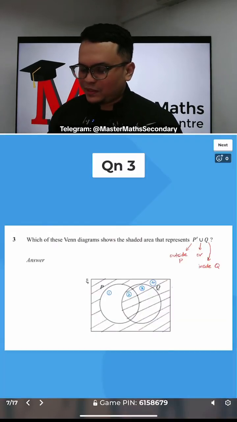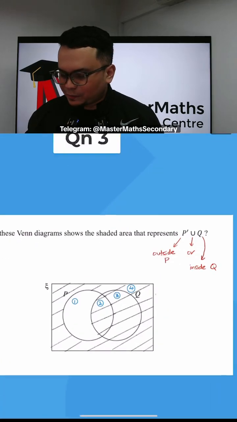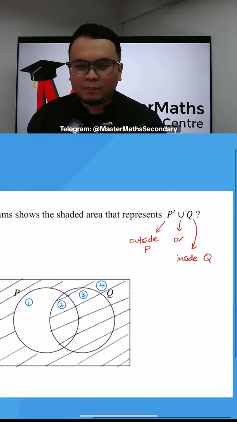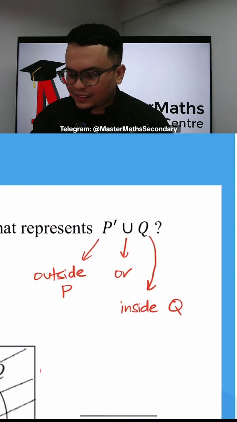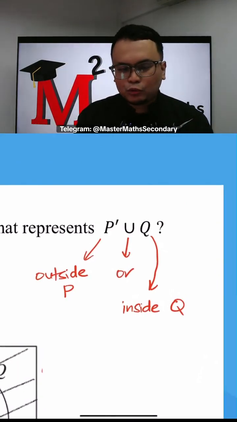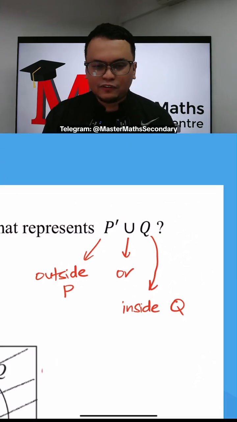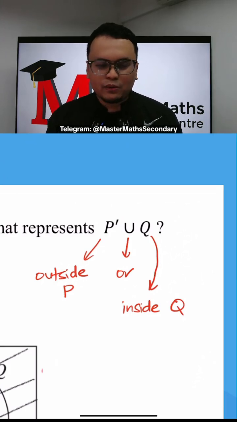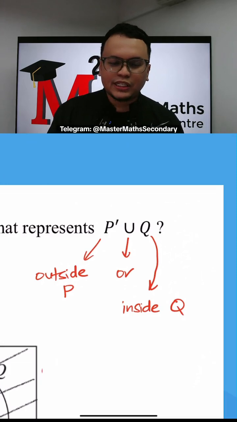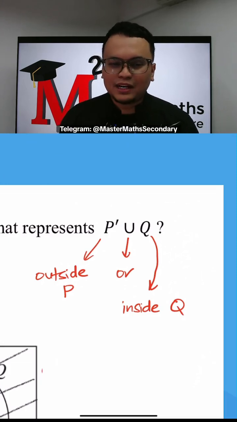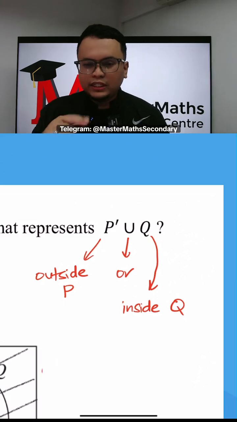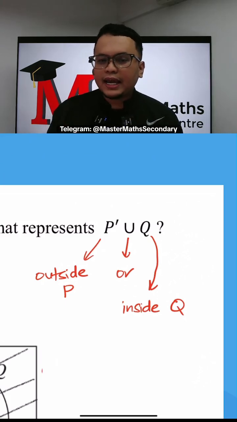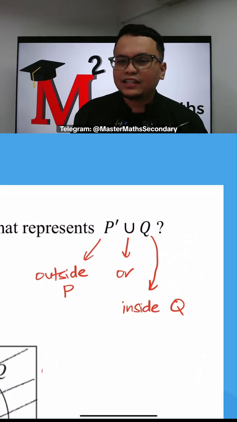Okay, let me explain to you how this is done, guys. Now again we're looking at P complement union Q, right? Let's understand this first. I always like to translate into simple English, as I said before. So from set language, or math language, we convert it into simple English. Now P complement means outside of P. Union translates to an OR, and Q translates to inside of Q.